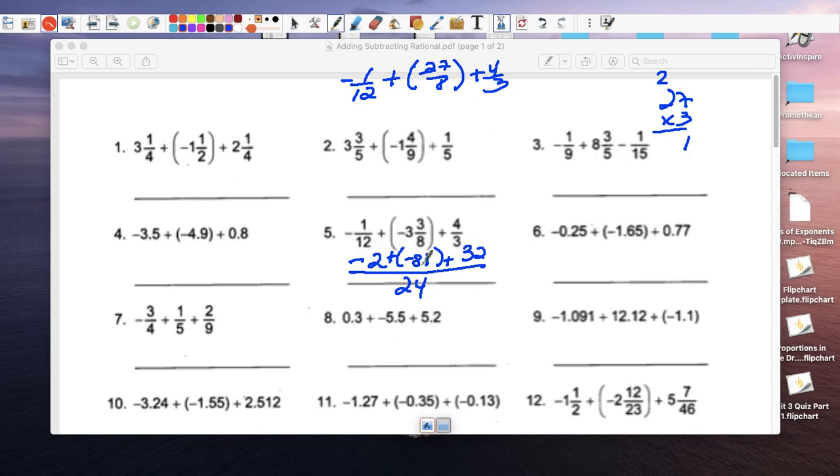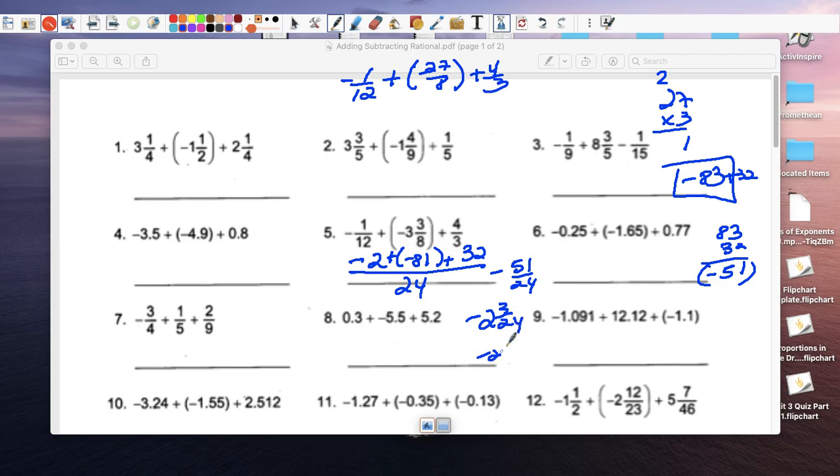So negative 2 plus negative 81, we're walking to the left, so that we get negative 83, right? And negative 83 plus 32, which means we're at negative 83, and we're going to go right. So we're actually going to subtract these two numbers, and we get 51, and we take the sign of the number that has the greater absolute value. So final answer, negative 51 over 24, which you can change to an improper fraction. We get negative 2 and 3 over 24, and negative 2 and 1 over 8.